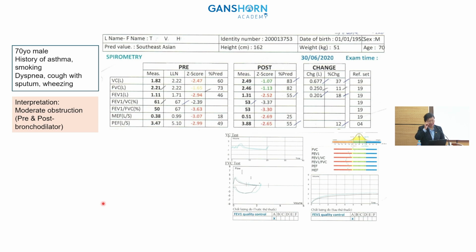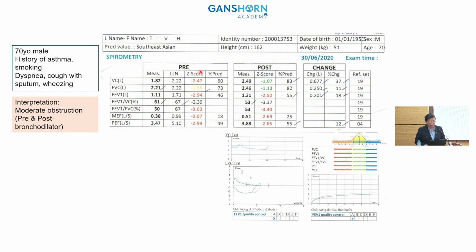And we have another 70-year-old male. He has a history of asthma, but also smoking. So it is very confusing. We will not know whether he has asthma or COPD, because only 20% of smokers become COPD. So for these patients, we have to decide whether they have asthma, or COPD, or COPD plus asthma. Formerly we called it ACO, but now we call it COPD plus asthma.